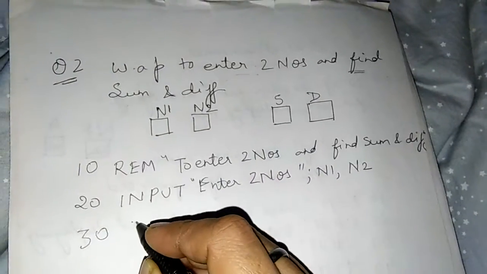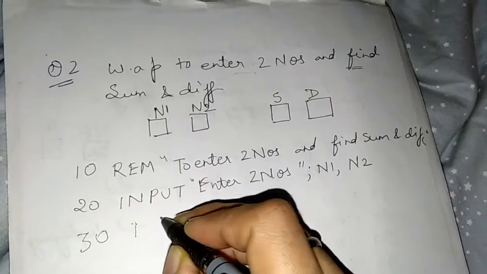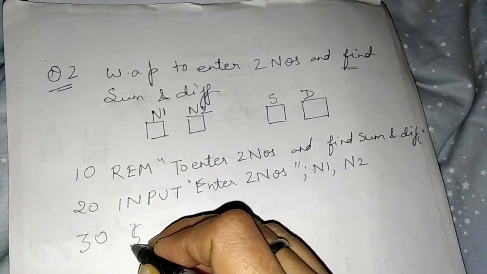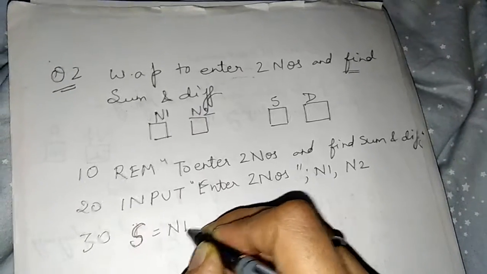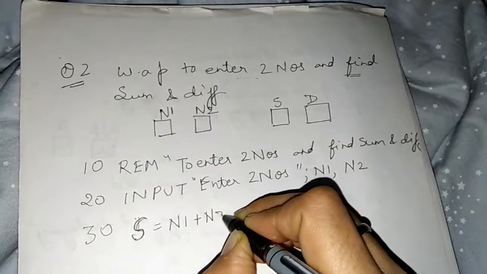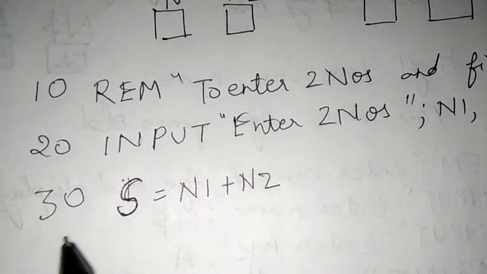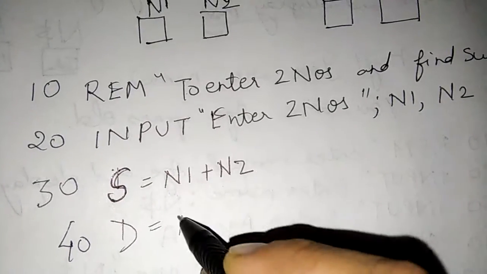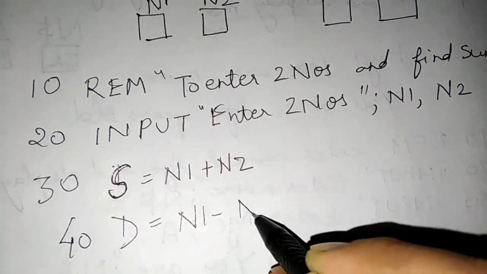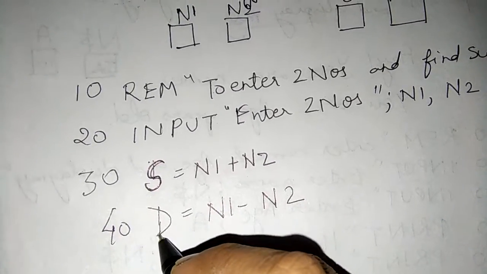Now how do you find the sum? I have taken an operator. The variable for the end result is s for sum. S will be n1 plus n2. Using the operator plus, I am finding the sum of two numbers. See? Now for difference, I have to find n1 minus n2. This is the difference.